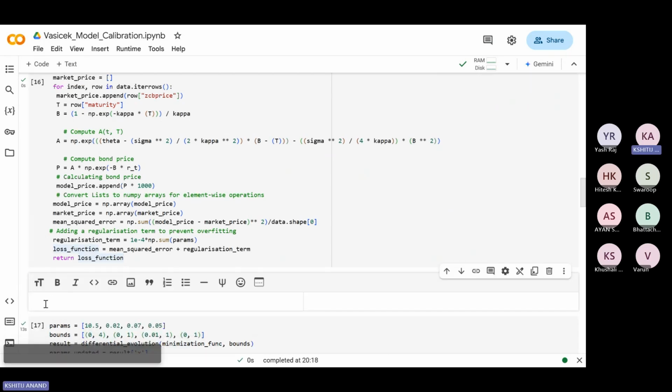So take the first zero coupon bond and find its market price. You don't need to find the market price. It is already there.